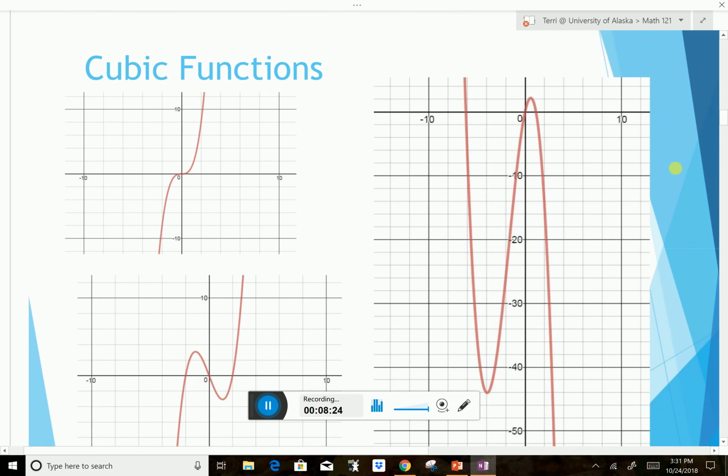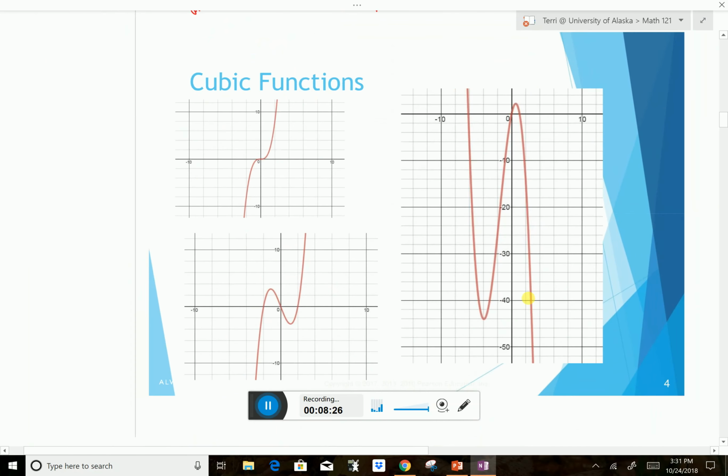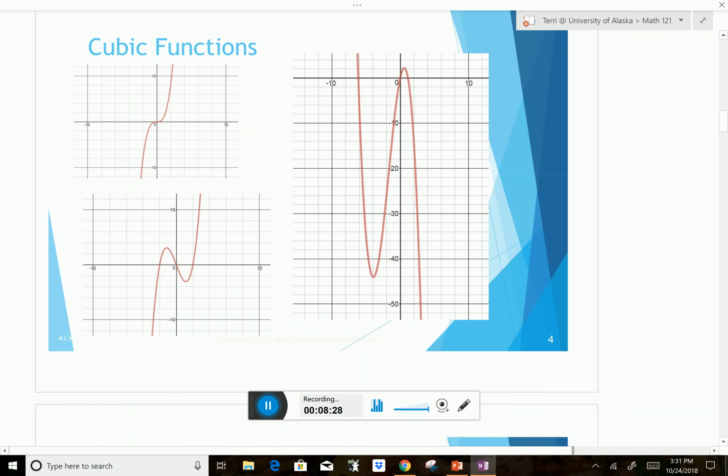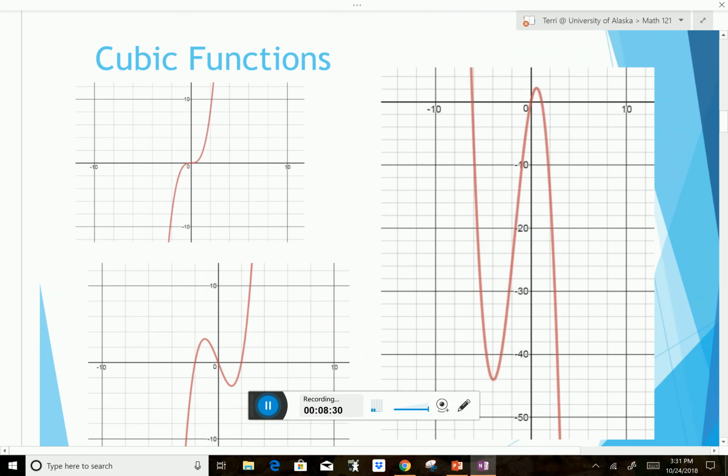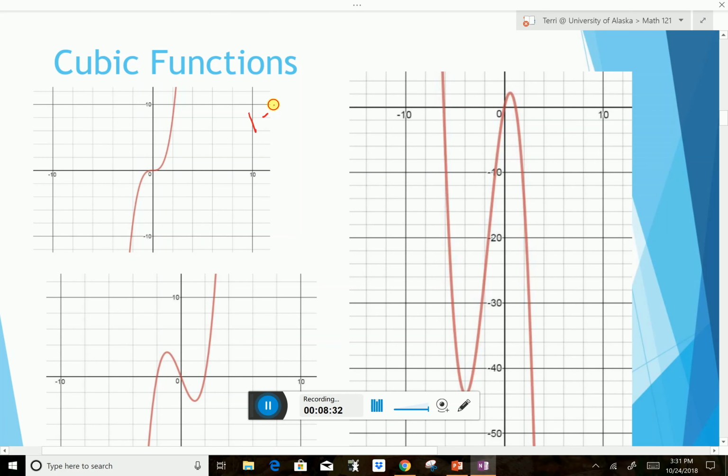So let's look at these cubic functions and think about these for a minute. Looking at this first one, this has one x-intercept. It has 0 turning points. And it can probably be written y equals a times x minus h cubed plus k.